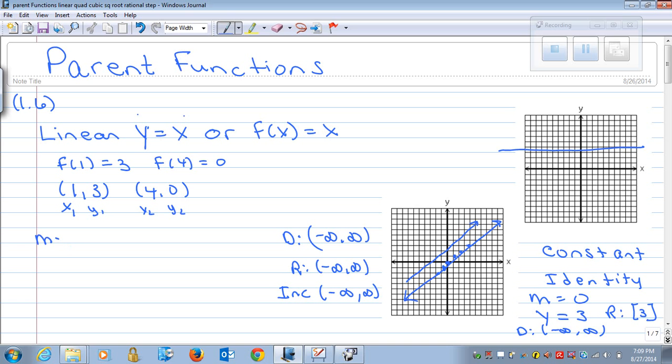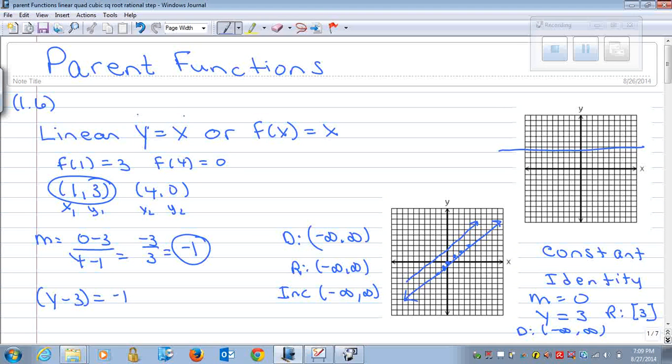Our slope, of course, would be y2, which is 0, minus y1, which is 3, over x2, which is 4, minus 1. We're going to get a slope of negative 3 over 3, which is negative 1. That is our slope. We're going to use the first ordered pair and write it in point-slope form. So we're going to write y minus 3 equals our slope of negative 1 times x minus 1. And that would be something that you might see coming up.